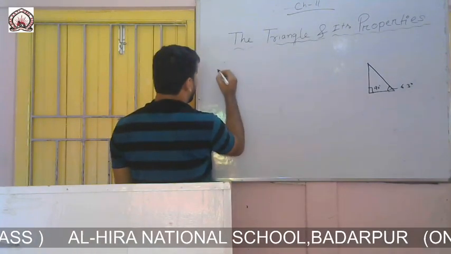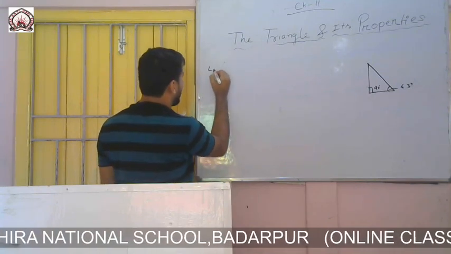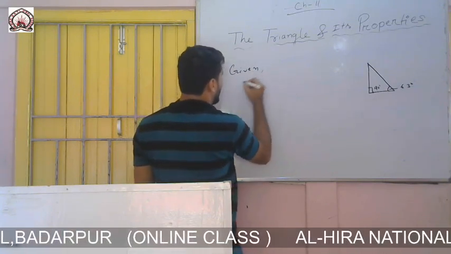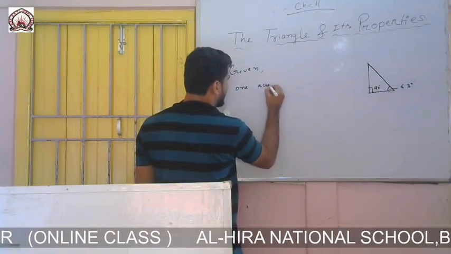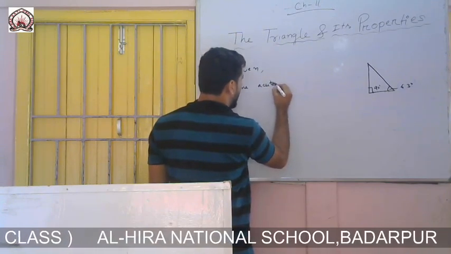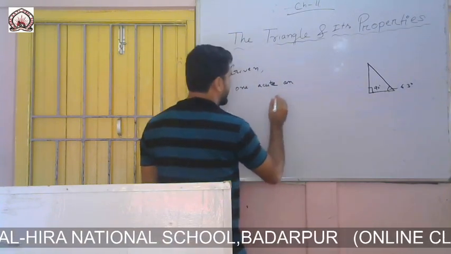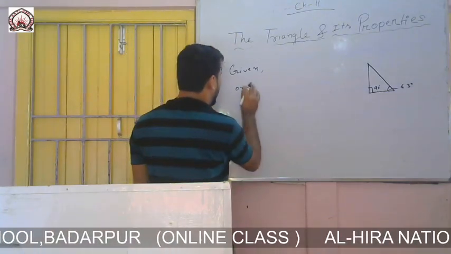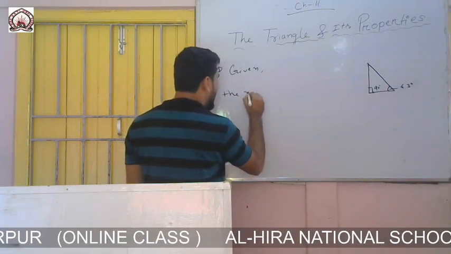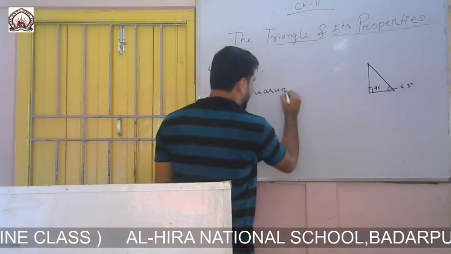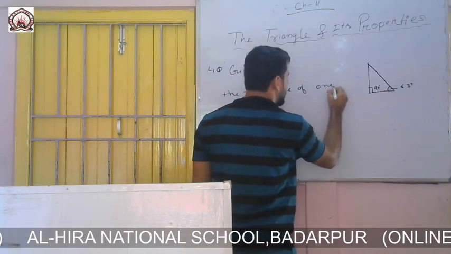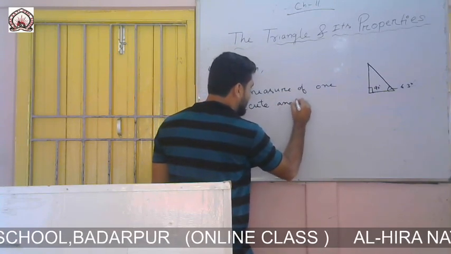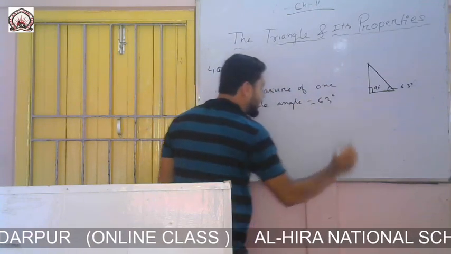You can write like that. Question number 4. You just write: given the measure of one acute angle equals 63 degree.